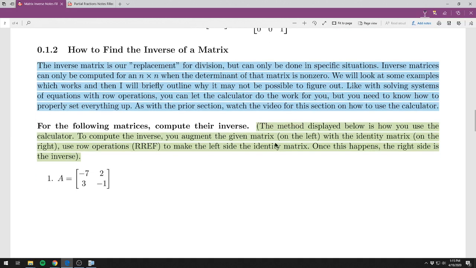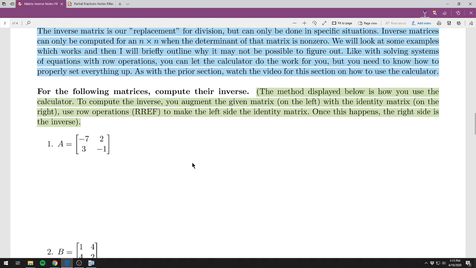All right, so I will show you how to do this in the calculator. It's going to be based on doing RREF in the calculator. Right, but you have to know how to set it up. The calculator doesn't have an inverse button. So for the following matrices, compute their inverse. And I have here, the method displayed below is how you use the calculator. To compute the inverse, you augment the given matrix on the left with the identity matrix on the right.